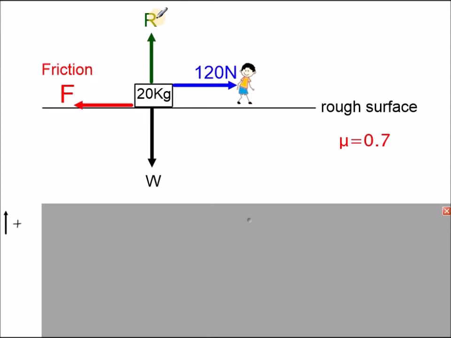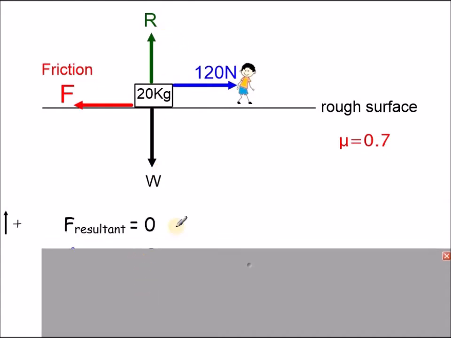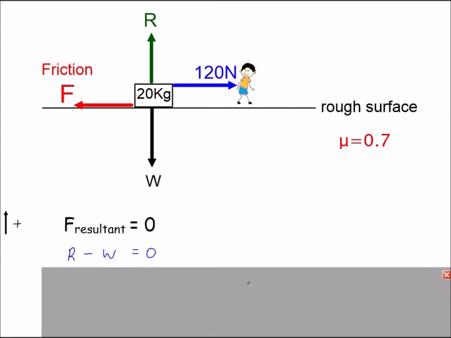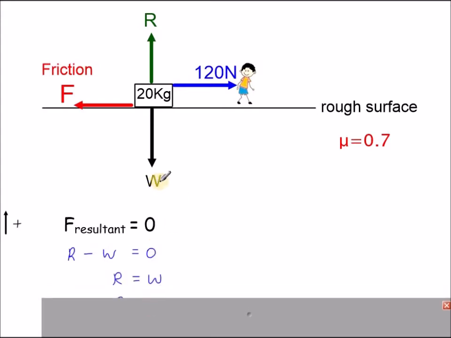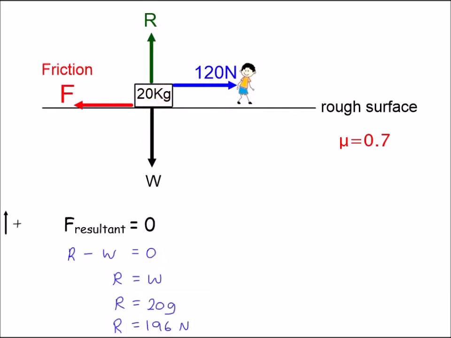Let's start by calculating the value of R, the normal reaction. Taking this direction as positive, there's only these two forces to consider, so the resultant force would be 0. There's no acceleration vertically, so R minus W is equal to 0. So R is equal to W. W there is the weight of the block, so it's 20 times g. So R is equal to 196 newtons.